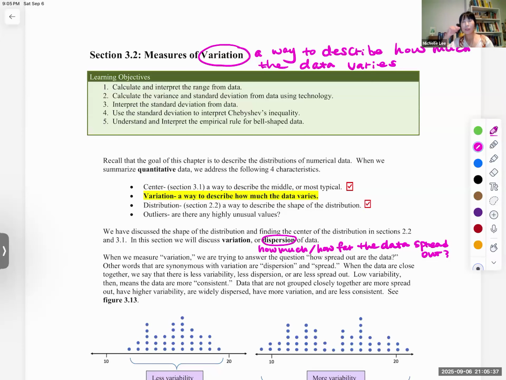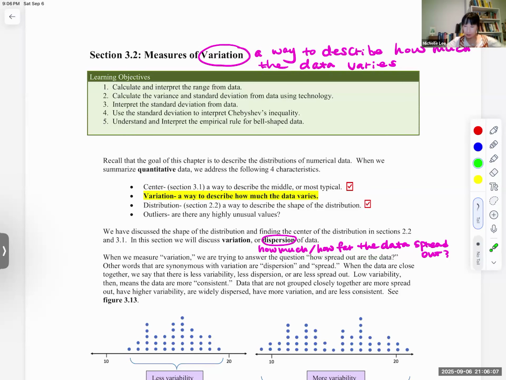Hello everyone, this is 3.2 measures of variation. So what is variation? In the textbook, it's highlighted here: a way to describe how much the data varies. Or we can say that dispersion means how far, how much the data set spreads out.